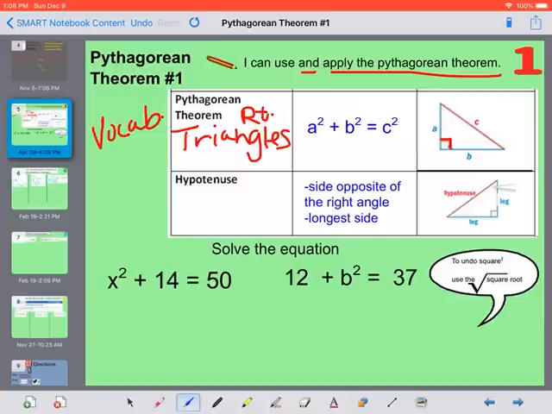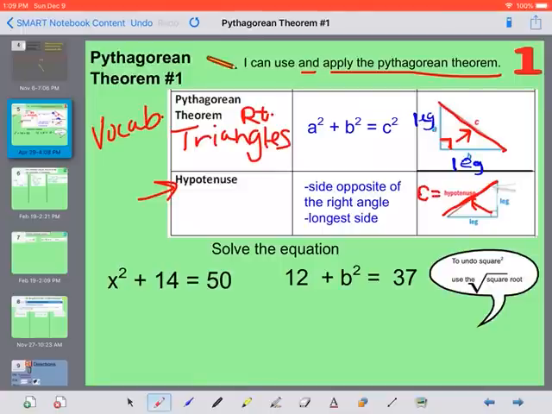So A and B are always what we call our legs. Just like you have two legs, so does a triangle. And then our third side, which is always going to be the longest side opposite of the right angle, we call that the hypotenuse. It's, like I said right here, the side opposite of the right angle, and it is the longest side.